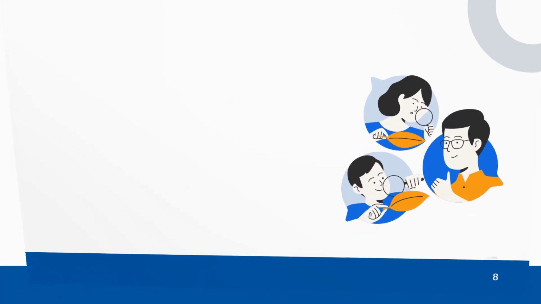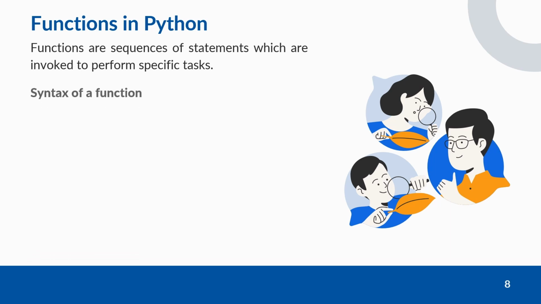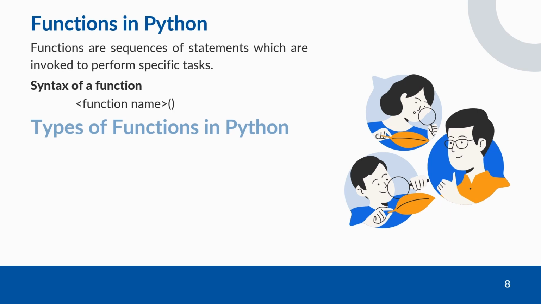In the world of Python programming, functions serve as workhorses, executing sets of commands to accomplish particular tasks. Think of them as skilled craftsmen who receive instructions, carry out their work, and deliver results. A function is defined by a function name immediately followed by a pair of simple brackets. Note that there is no space between the last letter of the function name and the left simple bracket. There are two types of functions in Python. They are built-in functions and user-defined functions.